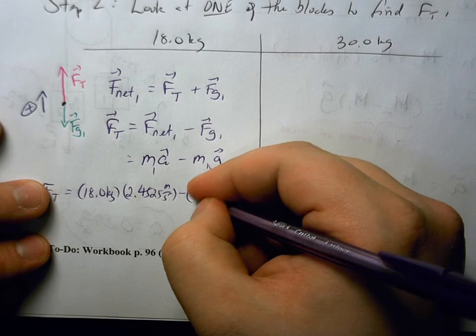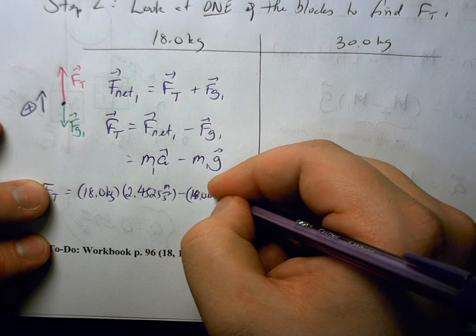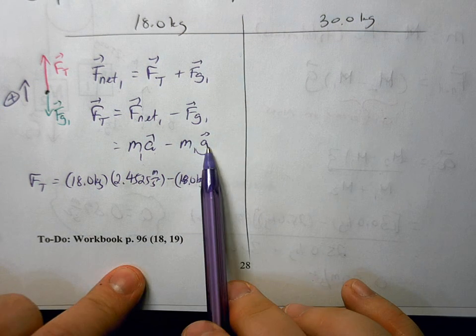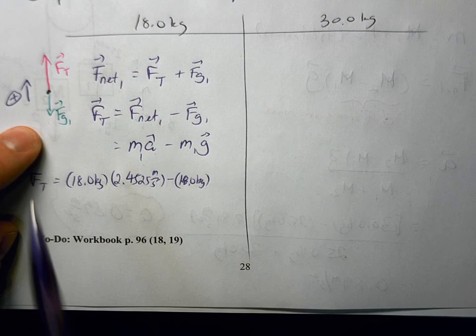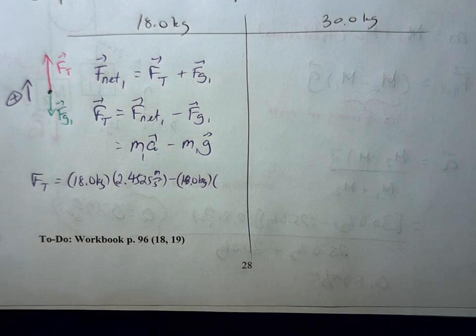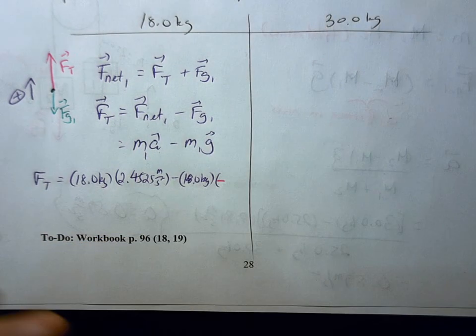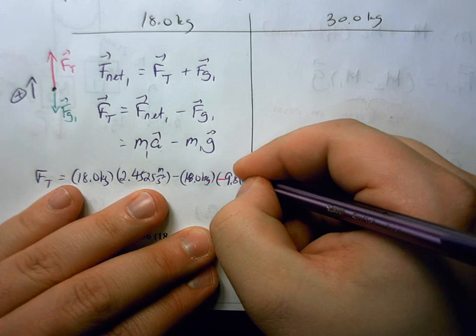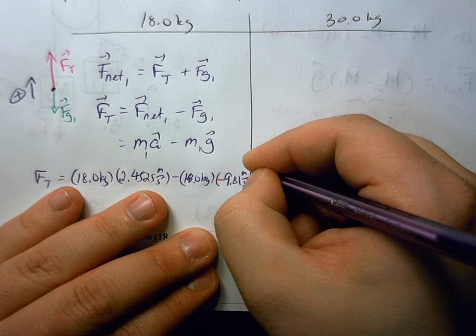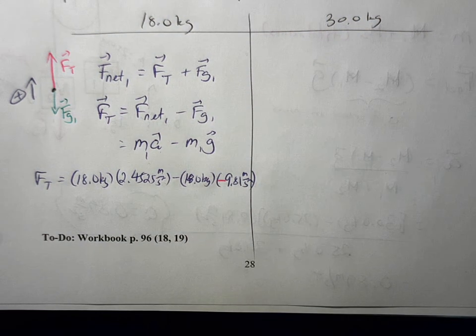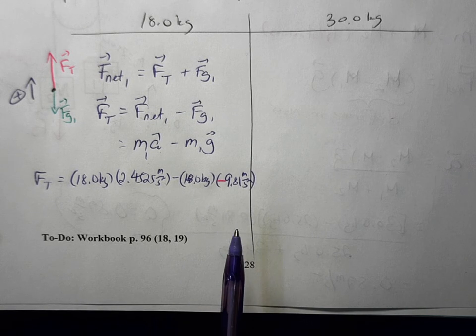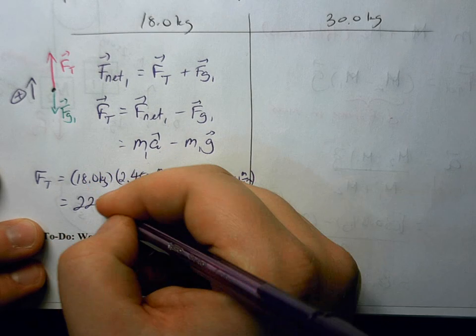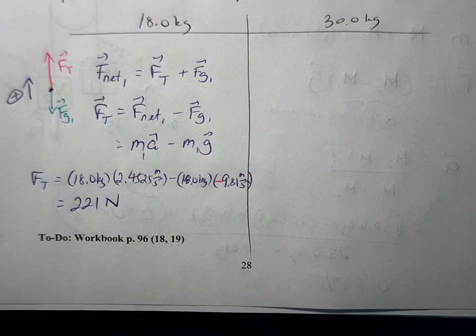Now, the only thing I have to watch out for this time is G. Since the acceleration's going up and the acceleration due to gravity on this block is acting down, this has to go in as a negative 9.81, so negative 9.81 meters per second squared. So we're going to be real careful putting that in. And what we're going to get is about 221 newtons.